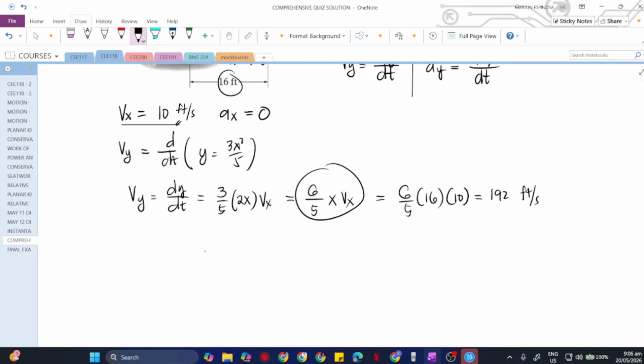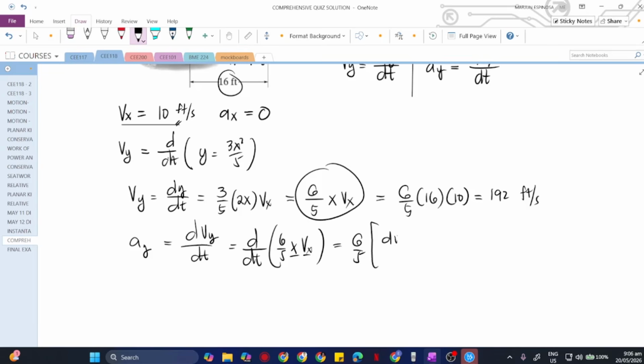Now for our acceleration at y, kukunin natin yung derivative ng vy natin with respect to time, no? So ano na yung derivative ng itong vy natin? Ito yun, 6 over 5 times x times vx. Since yung x at saka vx, v sub x, are both changing or differentiable, differentiate natin yan. Una, we can factor out 6 over 5. Derivative ng x is dx over dt, then copy natin yung vx.